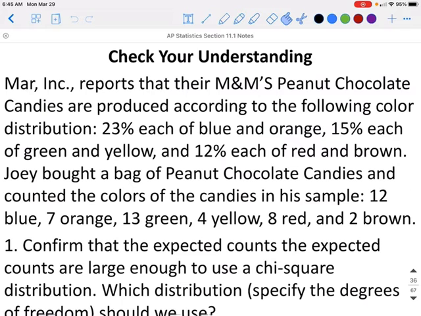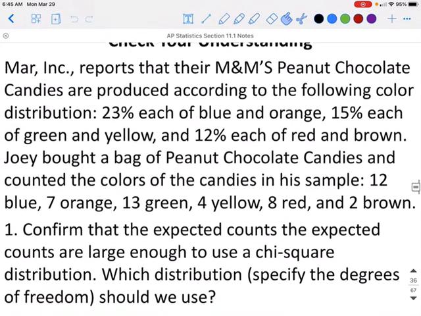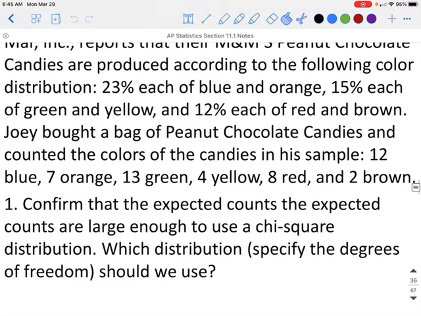So let's check our understanding. We're going to go back to those peanut chocolate candies from M&M's, and we know that 23% are supposed to be blue and orange, 15% are supposed to be green and yellow, and 12% are supposed to each be red and brown. Joey bought a bag of peanut M&M candies, and the counts were 12 blue, 7 orange, 13 green, 4 yellow, 8 red, and 2 brown. Confirm that the expected counts are large enough to use a chi-square distribution. Which distribution, specifying the degrees of freedom, should you use?